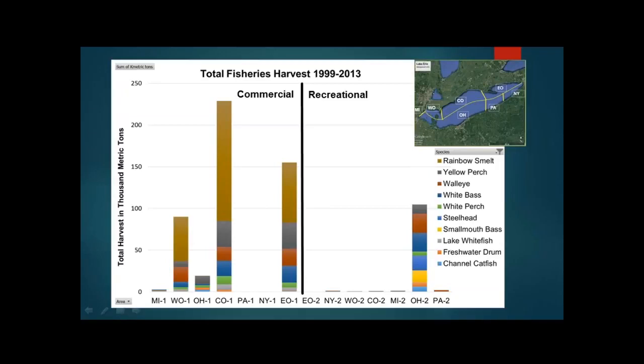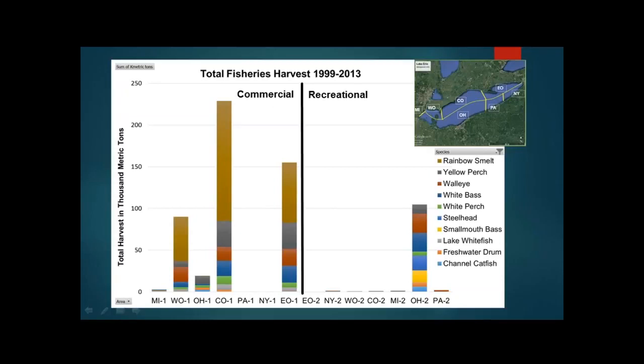It's very clear. If we zoom in on the commercial, we can see that the areas that belong to Ontario, so here the West Basin, the Central Basin, and the Eastern Basin, are significantly bigger than the parts for the U.S. When we look at just the U.S. alone, Ohio is the biggest, which makes sense because they have the largest area of Lake Erie. Pennsylvania and New York are not zero, but they're so small in comparison that you can't really see them in this graph.